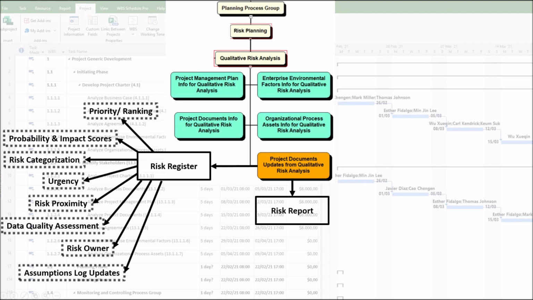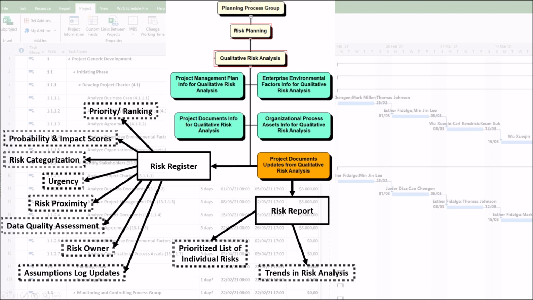The risk report, which is a supporting document. While the register tracks individual risks, the risk report focuses on the overall project risk exposure. Its components play a different critical role. The first component is the prioritized list of individual risks. It provides a summarized, high-level view for stakeholders who don't need all the details.